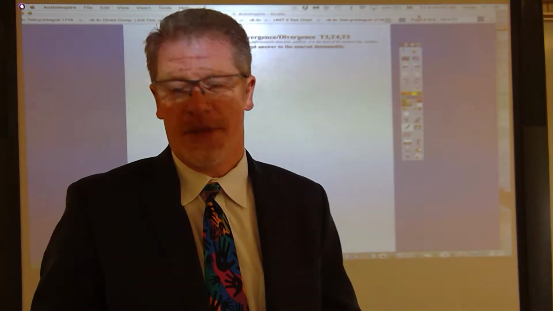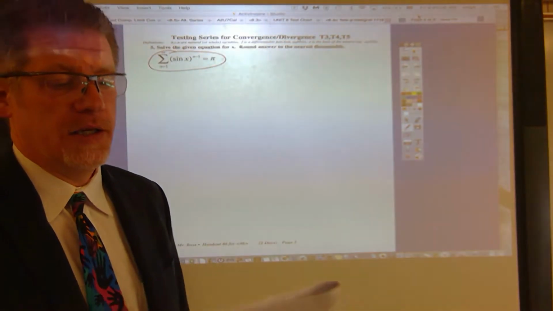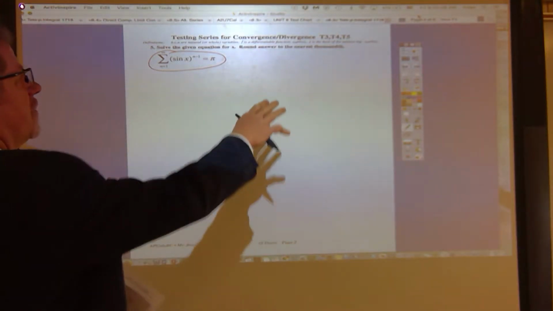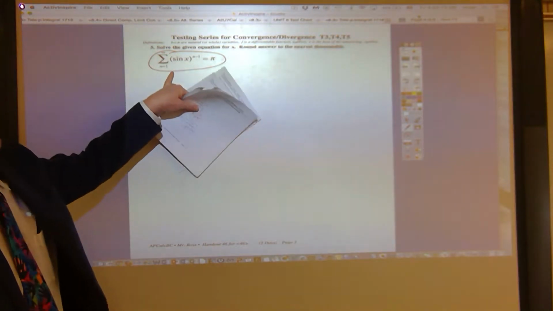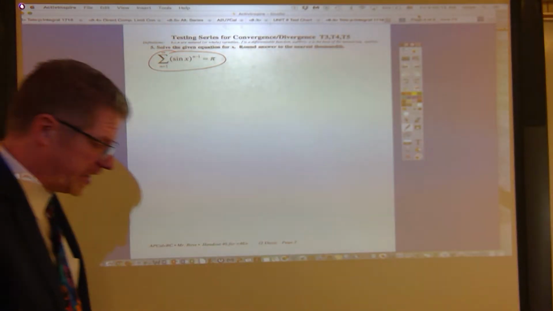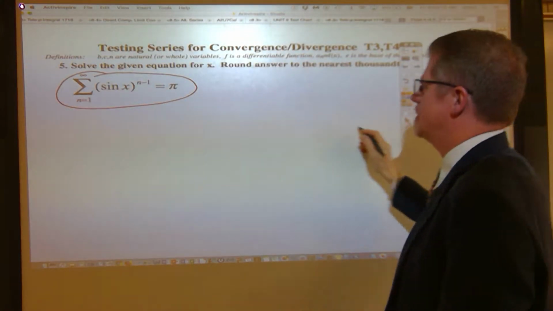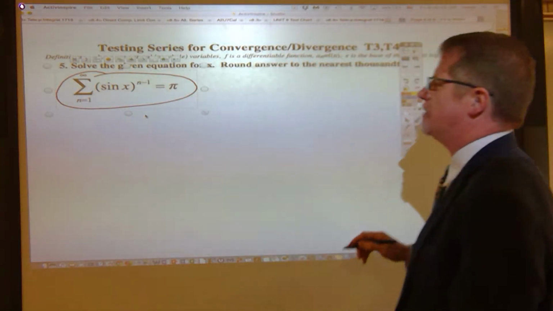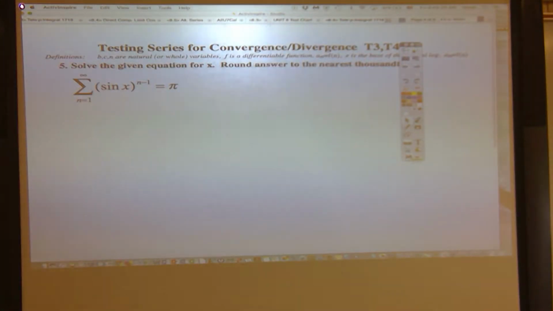Okay, now, we're going to start with a problem we skipped back on the T3, T4, T5 handout. So take out the handout that had tests 3, 4, and 5 on it and turn to problem 5. It says solve the given equation for x. And the equation is the summation from n equals 1 to infinity of (sine x) to the n minus 1 equals pi. So let's talk through this one together.